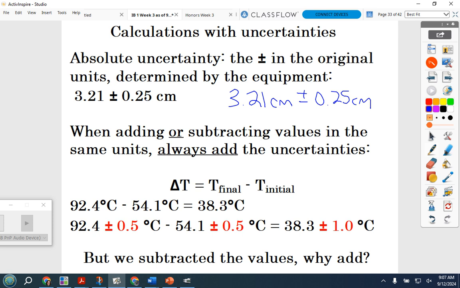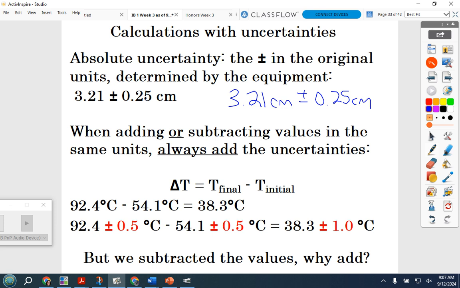So if we have a situation where our calculations require us to add or subtract values, a great example is delta T, a change in temperature. We calculate delta T for a lot of different things, especially when we get to the energetics unit. So delta T is the end temperature minus the beginning temperature, T final minus T initial. And if I have a thermometer or a probe that goes to a decimal place, say I have 92.4 degrees is what I end up with, 54.1 degrees is what I started with. I've increased the temperature in the course of the experiment by 38.3 degrees Celsius.